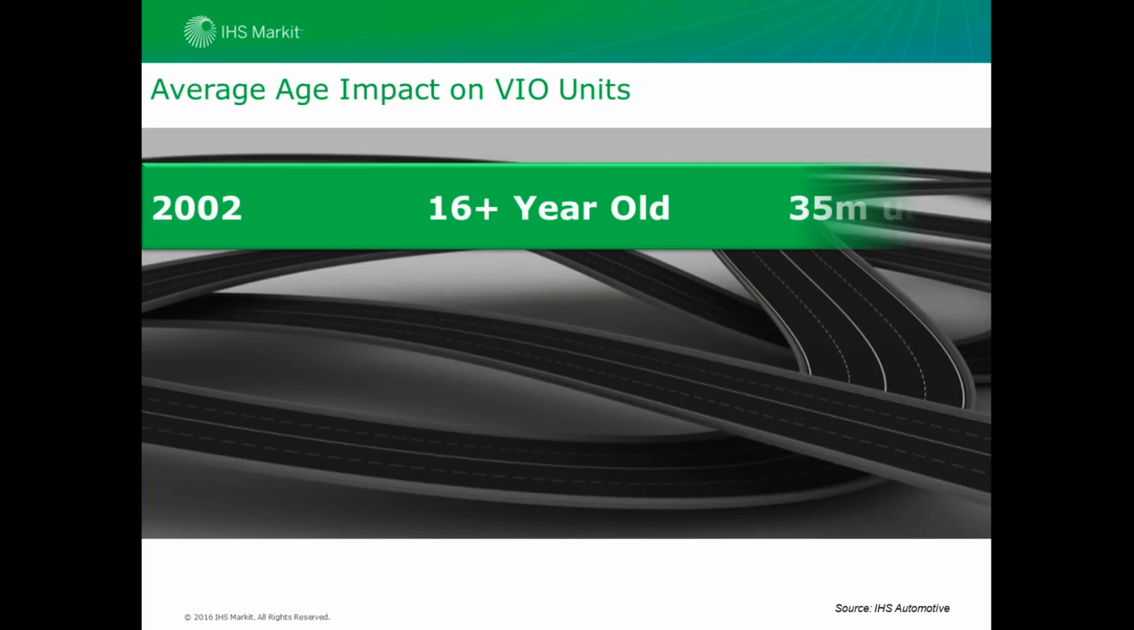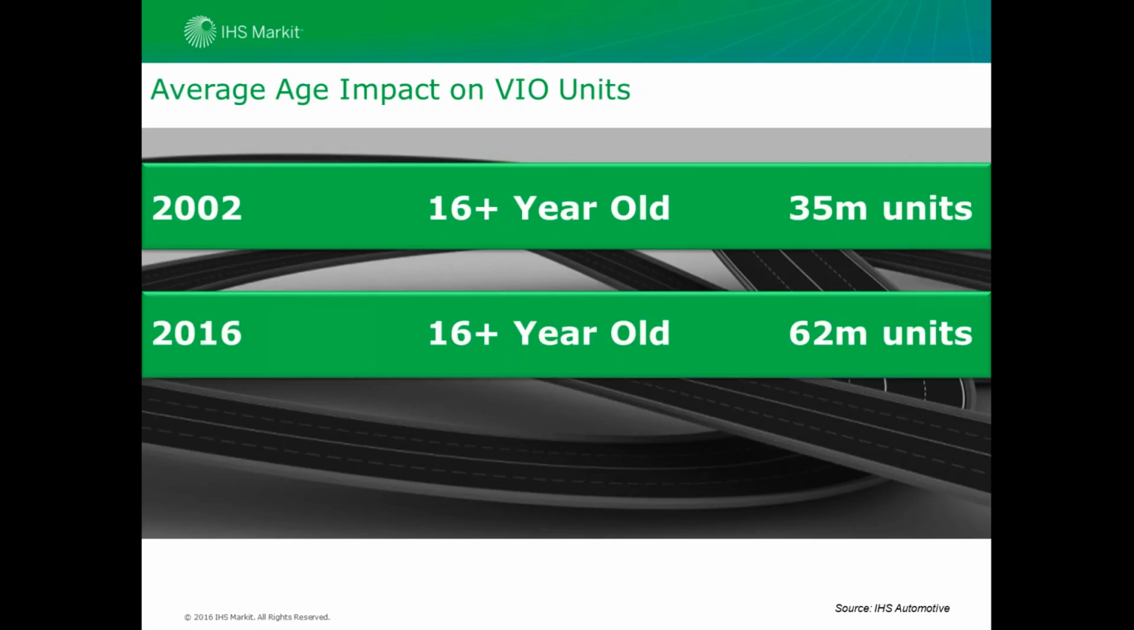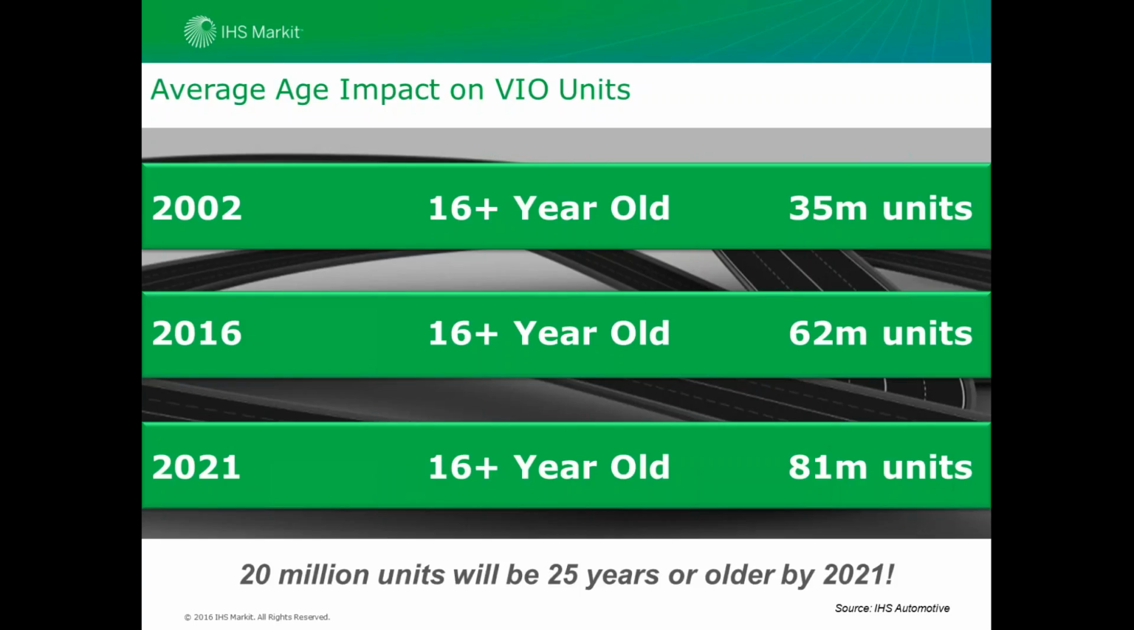Now let's look at the oldest units, or the oldest vehicles. 2002, 16 years and older, 35 million units. Today, they represent 62 million units. In 2021, 16-year and older vehicles represent 81 million units. In fact, we'll have 20 million units that are 25 years and older by then. So I think, again, we've got to be getting more and more of our repairs from these older vehicles, and we need to be thinking about that sweet spot differently.